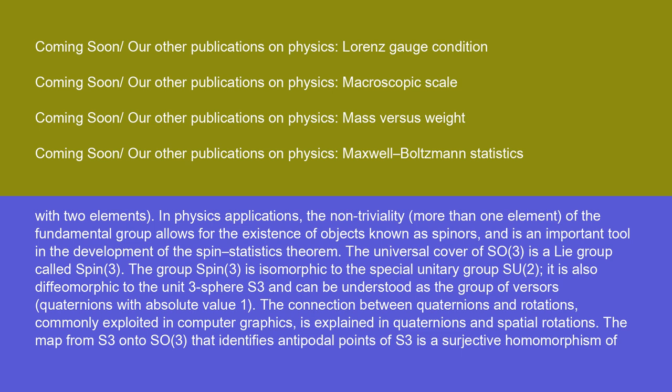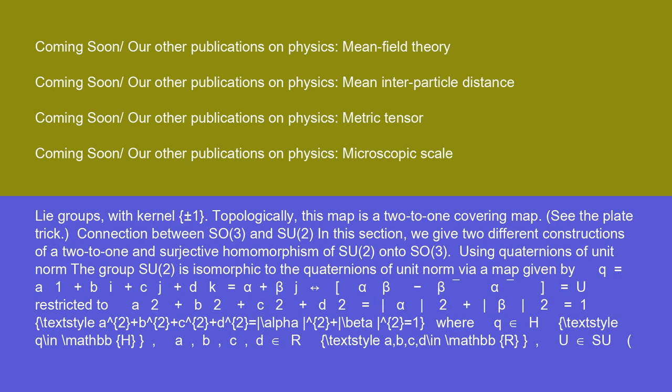The map from S^3 onto SO(3) that identifies antipodal points of S^3 is a surjective homomorphism of Lie groups with kernel plus or minus 1. Topologically, this map is a 2-to-1 covering map. See the plate trick. Connection between SO(3) and SU(2).